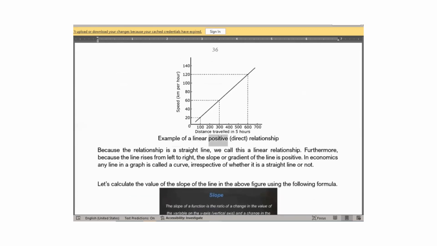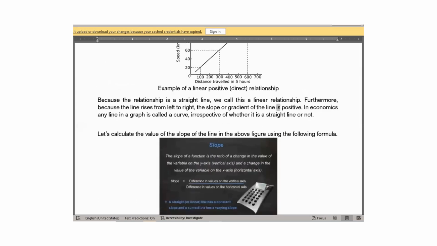Example of a linear positive, direct, relationship. Because the relationship is a straight line, we call this a linear relationship. Furthermore, because the line rises from left to right, the slope or gradient of the line is positive. In economics, any line in a graph is called a curve, irrespective of whether it is a straight line or not.